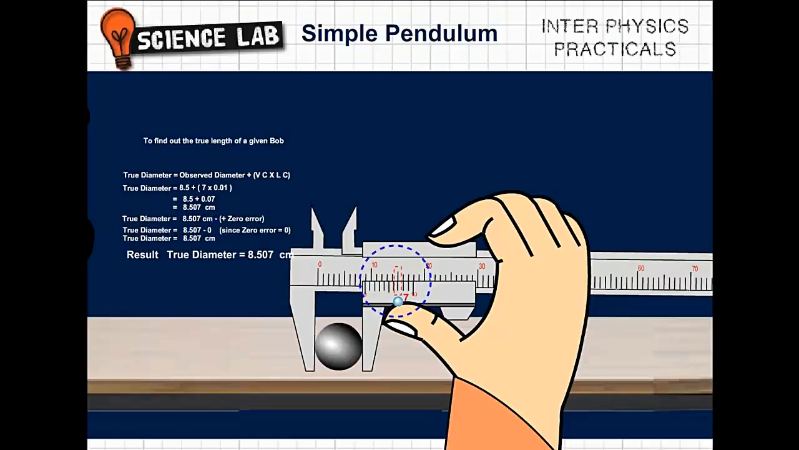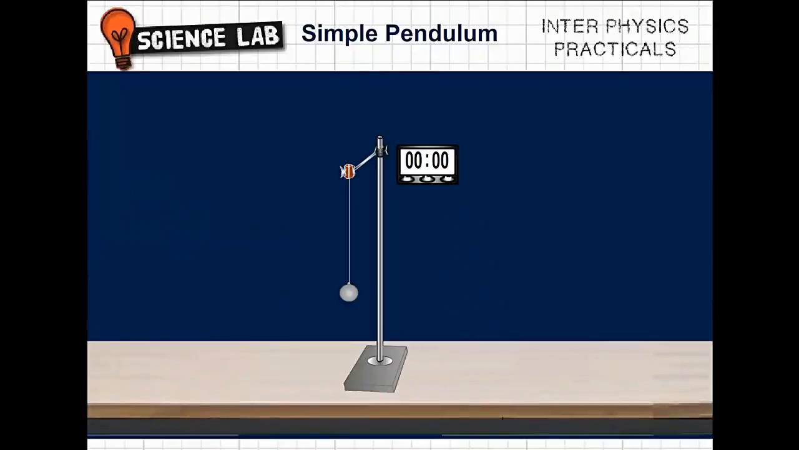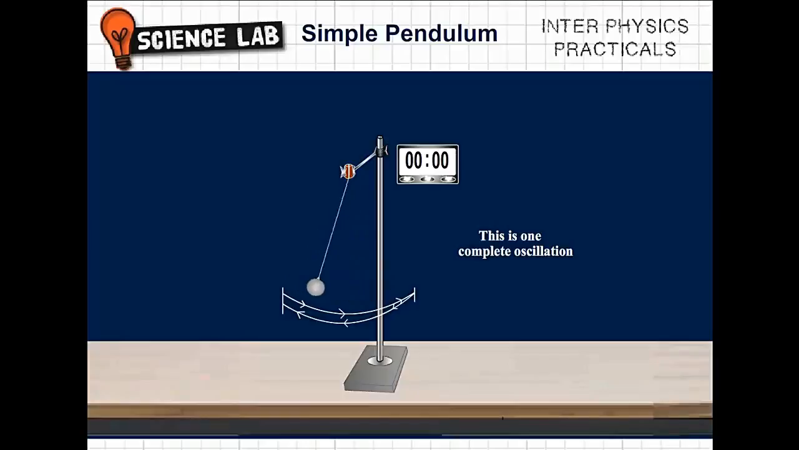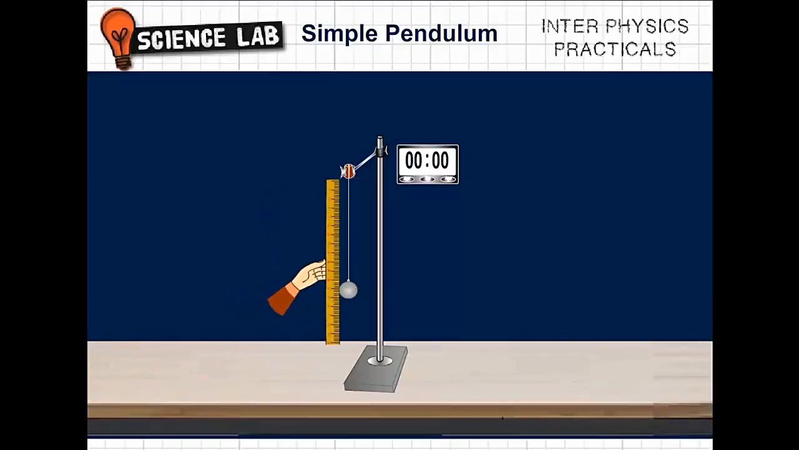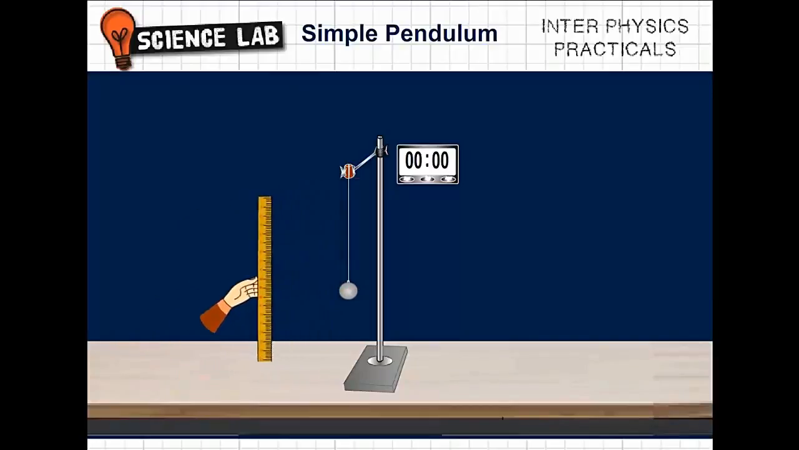A simple pendulum has a pendulum bob suspended to a stand using a thread. An oscillation is complete when a bob passes through a point and comes back to the point. Length of the pendulum is taken from the point of suspension to the center of the bob.